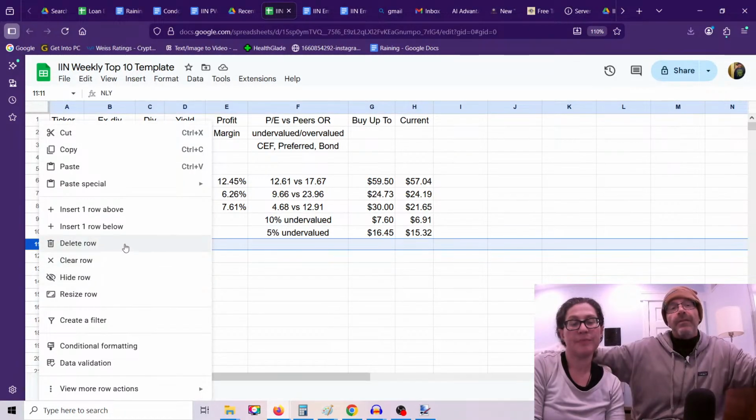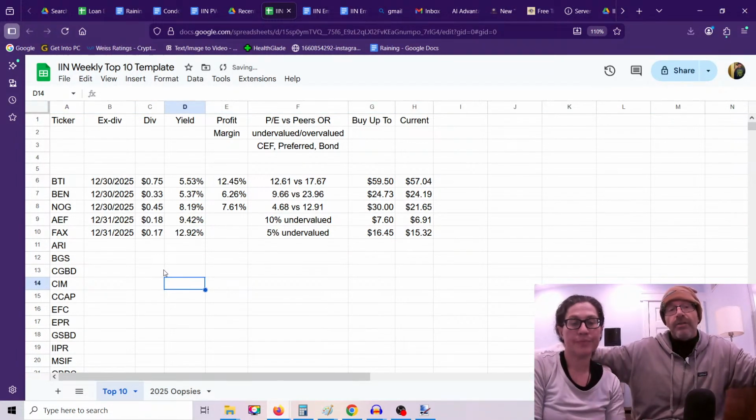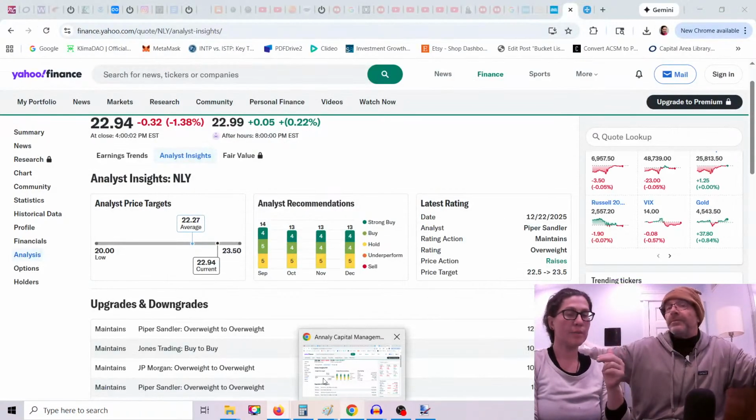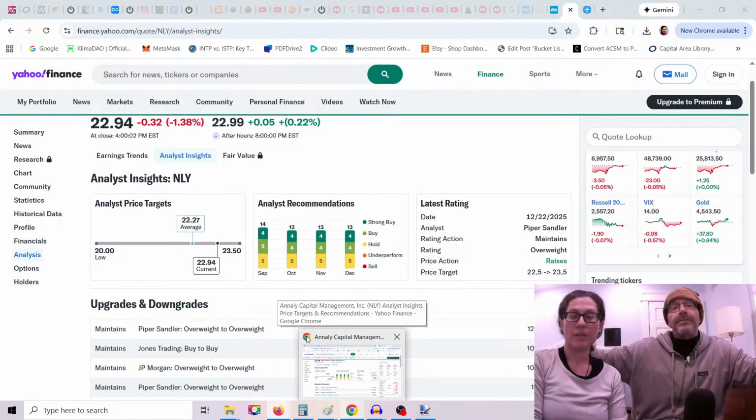Bye-bye. Even though I like it and I think it's going to have an awesome year, it doesn't matter. It's what the data says at the time. So that would be one you might put on the watch list, and if it drops down to a price point, you might pick it up. Yes, that's the deal.